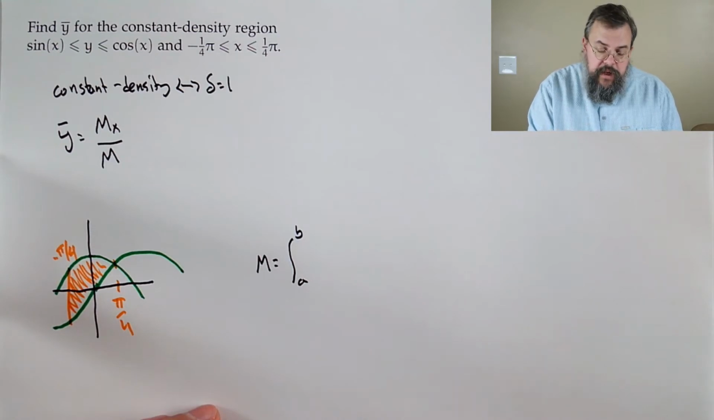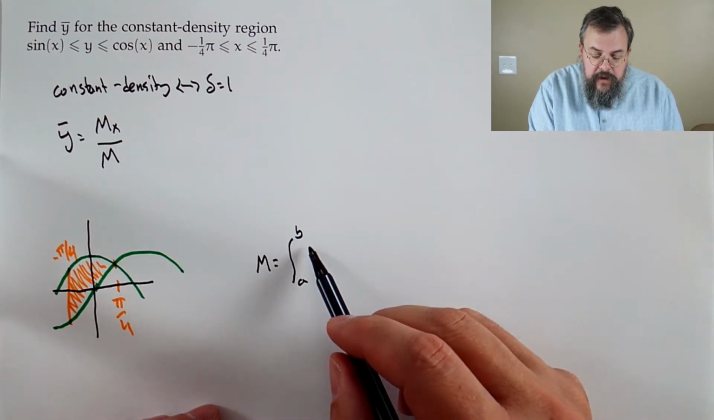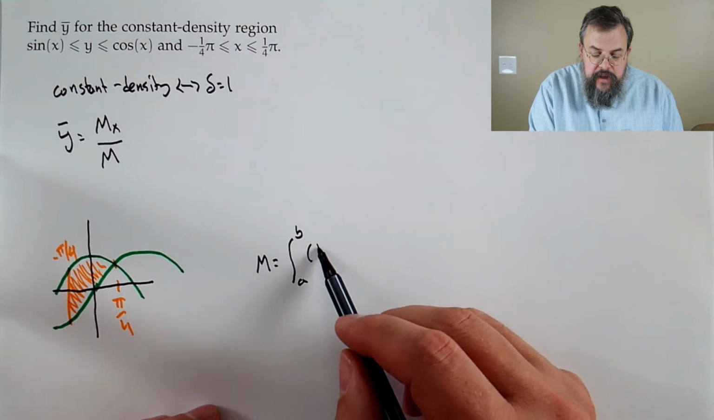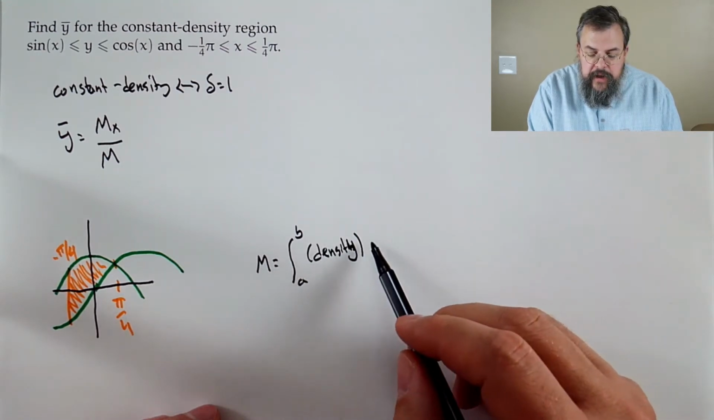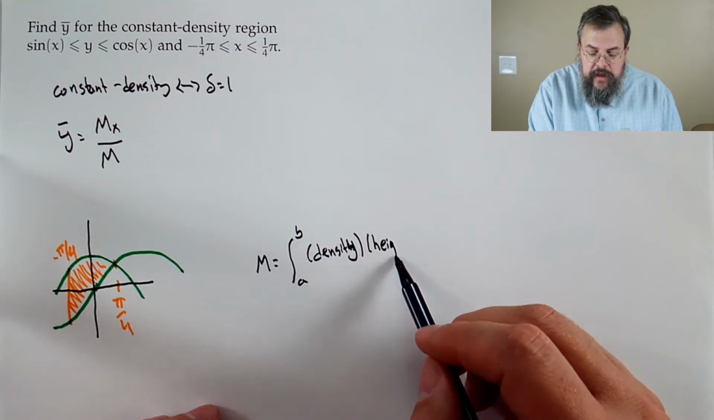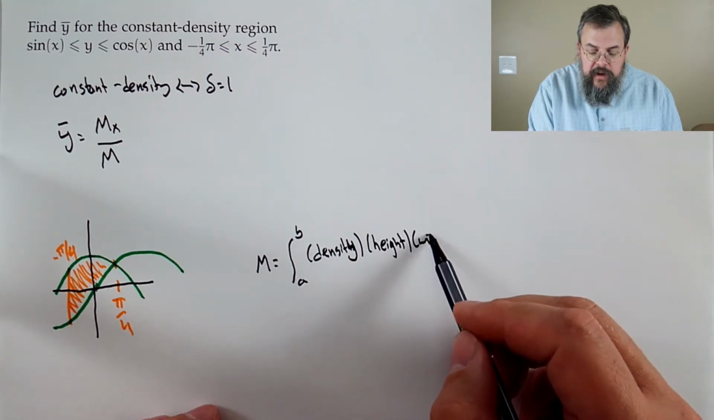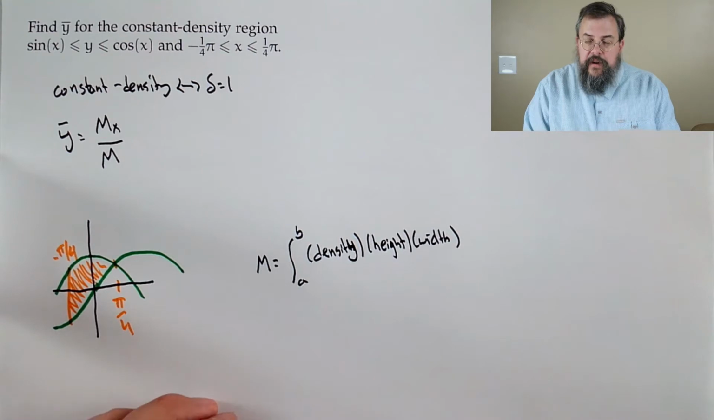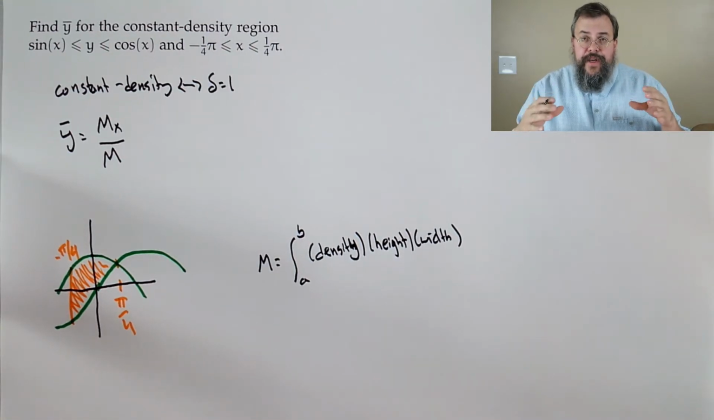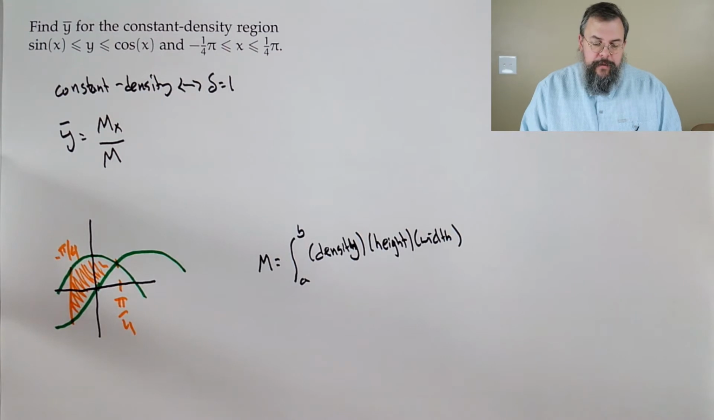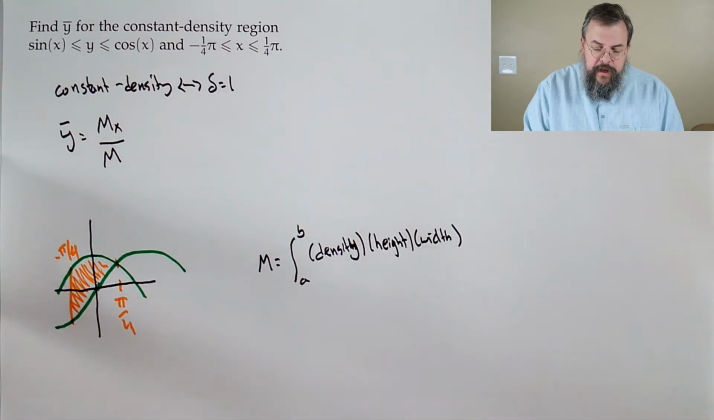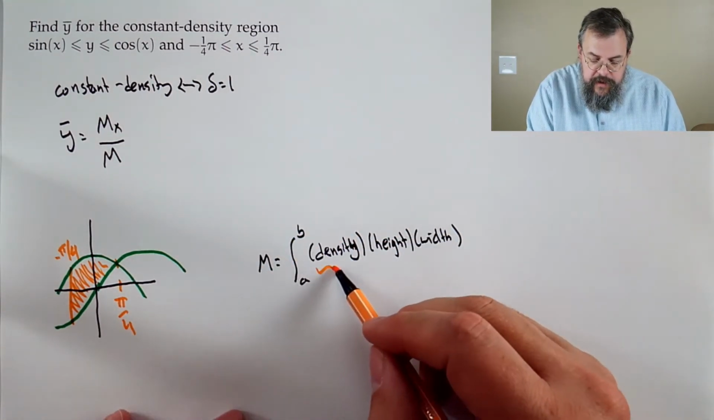And since it's two-dimensional, we think of it as a density times an area. And an area is a height and a width. That's our very generic formula, so we're thinking of mass in 2D. That's where we start. So, what's our density? 1, because that's what we said it is. Density is 1. Perfect.